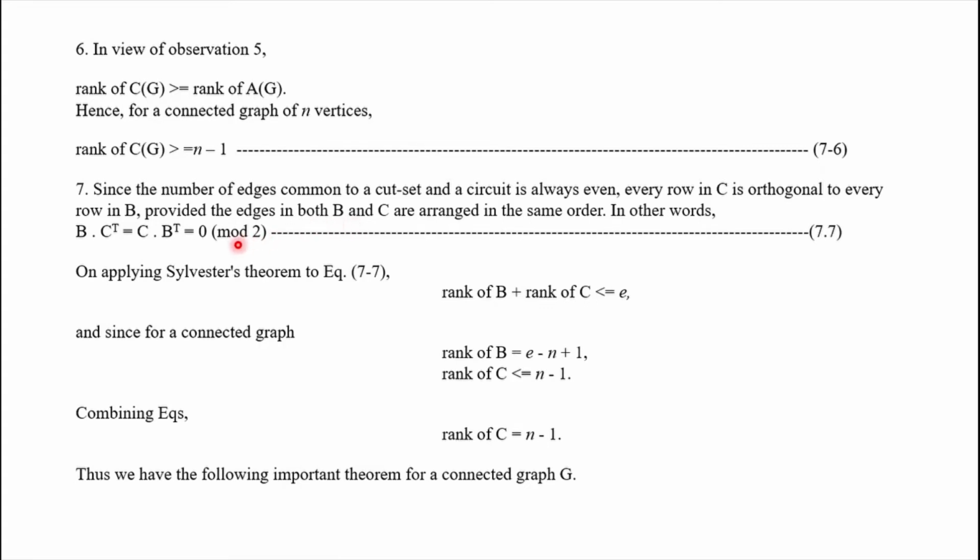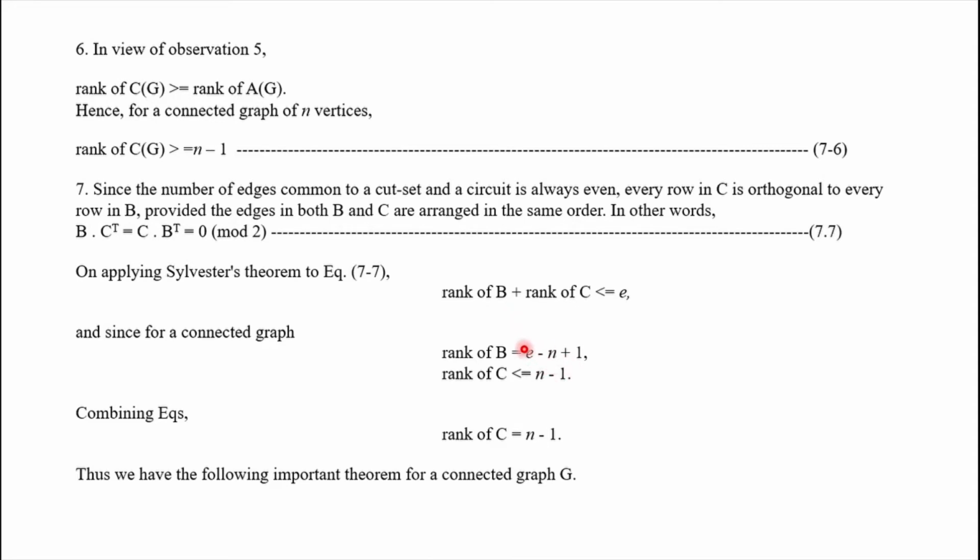Therefore, by mod 2 arithmetic, we know that B dot C transpose is equal to C dot B transpose, which is equal to 0. When we apply Sylvester's theorem to this equation, we get rank of B plus rank of C is less than or equal to E. Now we know the rank of B, that is the rank of a circuit matrix, is E minus n plus 1.